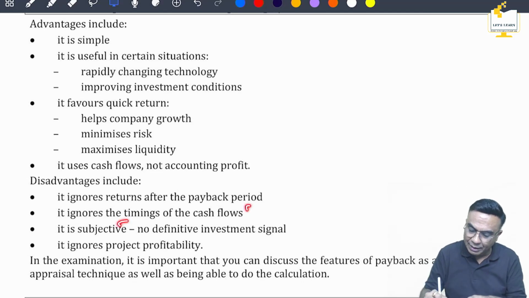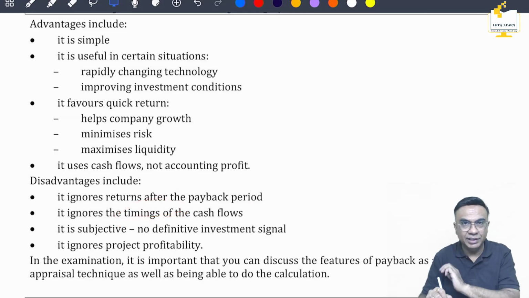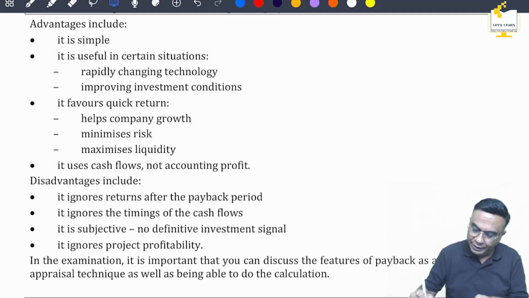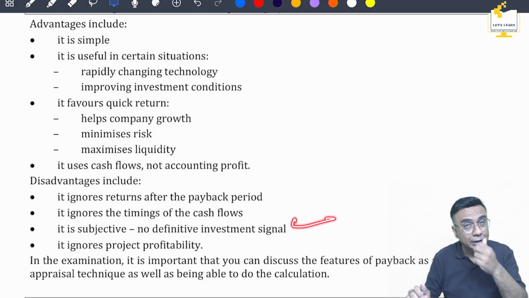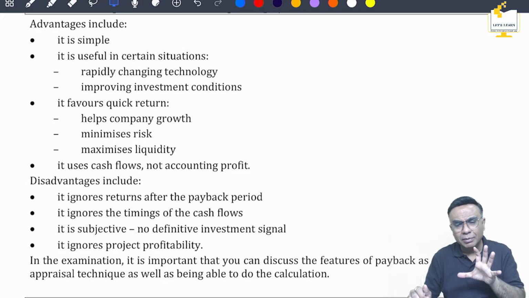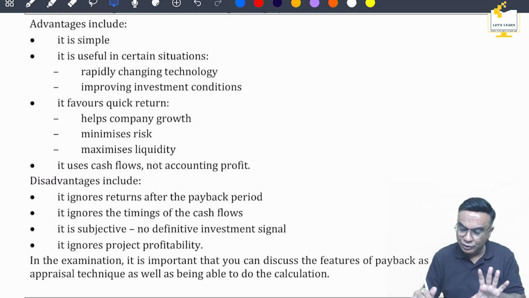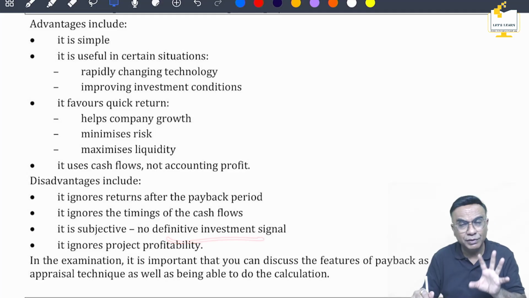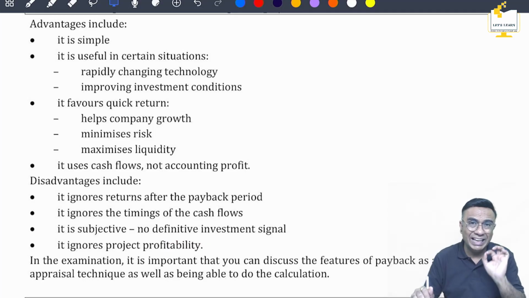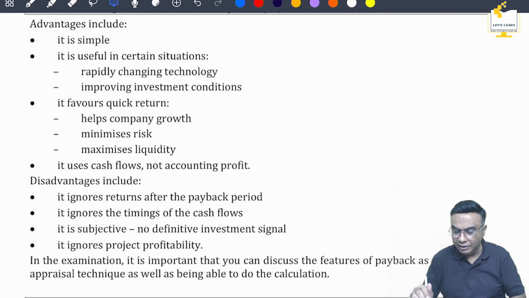It ignores time value of money. We are going to cover it in the next chapter, but we are ignoring time value of money in this particular method. Here also in ROC also. It gives no definitive investment signal. Here also it depends on the type of business. It depends on the accounting method. And it is not a definitive investment signal because we are ignoring time value of money. A definitive investment signal you will get by a method called NPV, net present value. We'll be covering it in the next chapter.